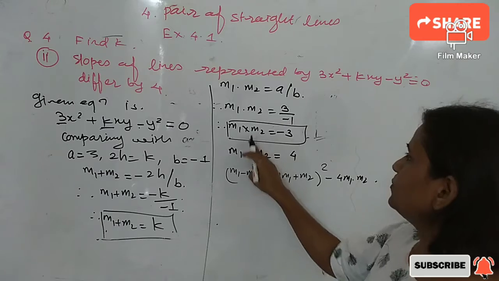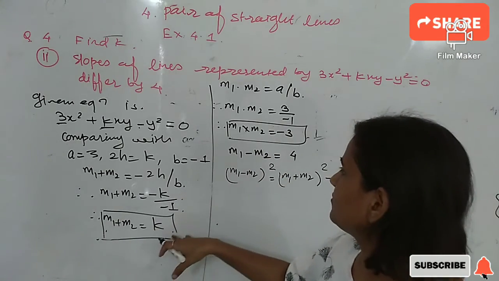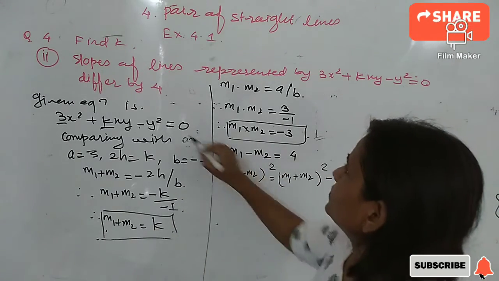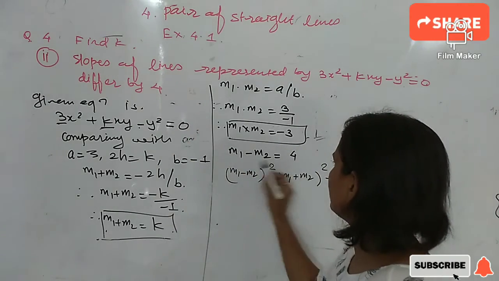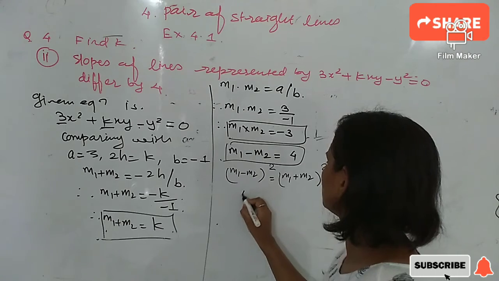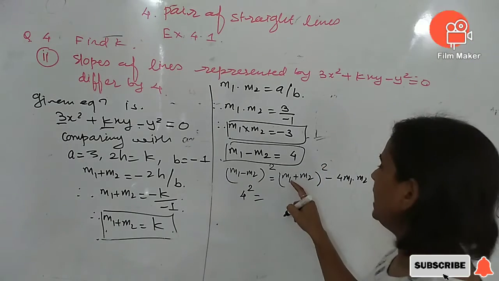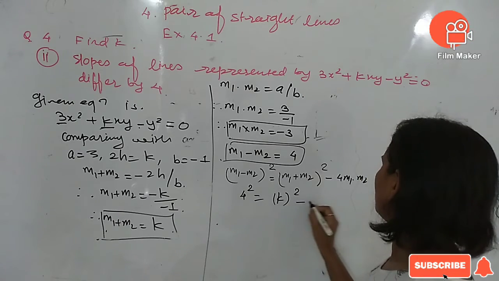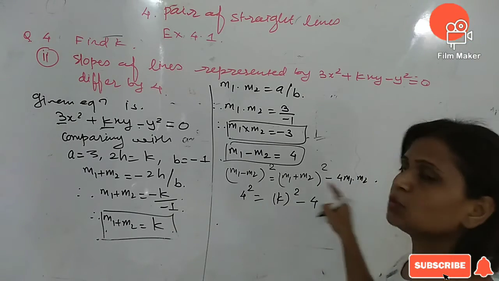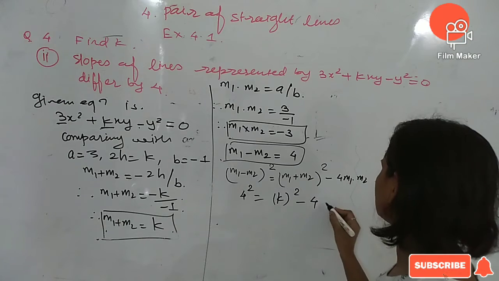So the difference m1 minus m2 is given. What is the difference given? Slope differ by 4. So m1 minus m2, this value is 4. Here 4 square is equal to (m1 plus m2) square minus 4 m1 into m2, which means k square minus 4 m1 into m2. So m1 into m2 is minus 3.